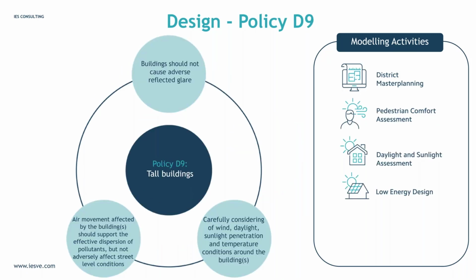D9 specifically deals with tall buildings. The policy requires applicants to ensure that the building does not cause adverse reflected glare and should be designed to minimise light pollution from internal and external lighting. The environment impact also must be considered in terms of wind, daylight, sunlight penetration and temperature conditions around the building and neighbourhood. The air movement around the buildings and the displacement of pollution should also be considered.